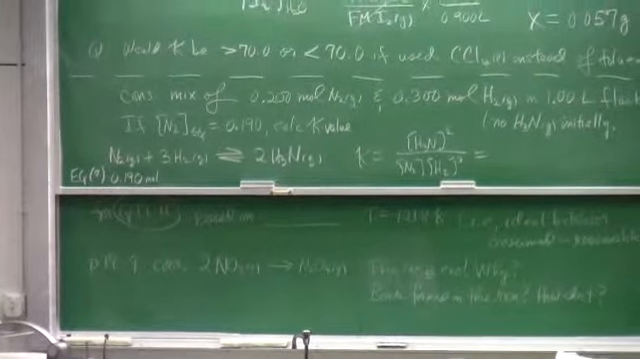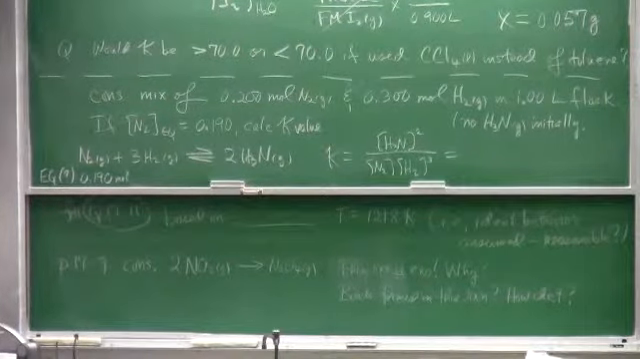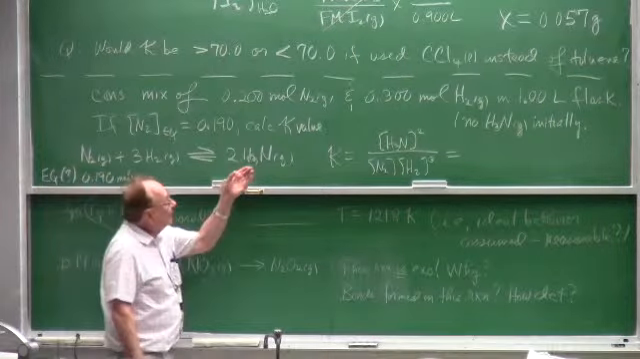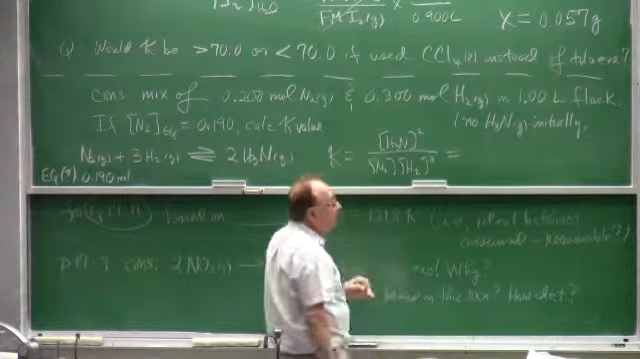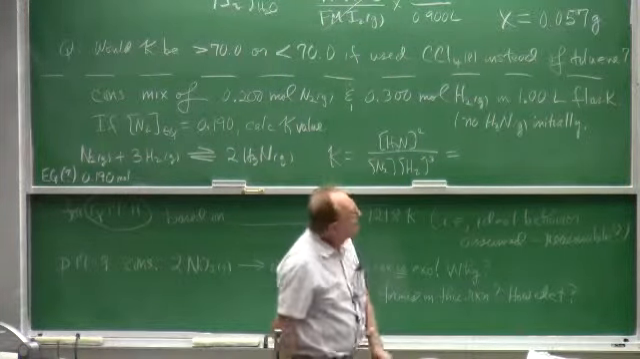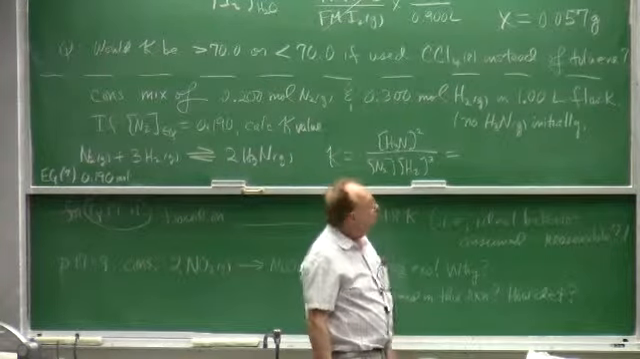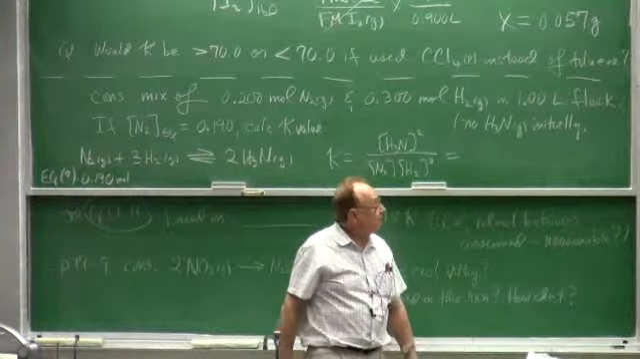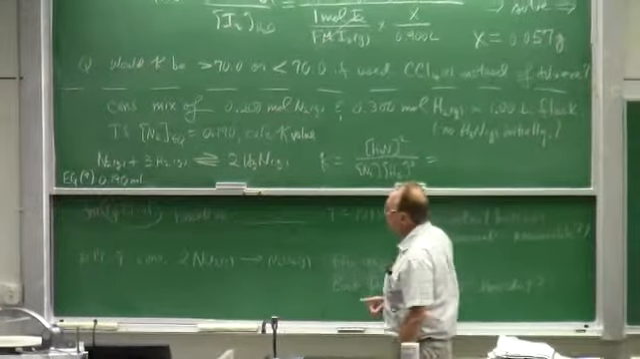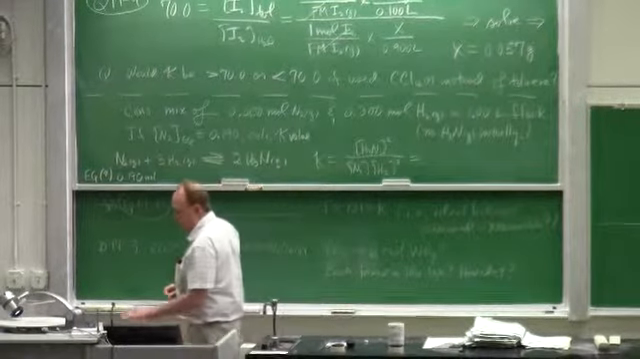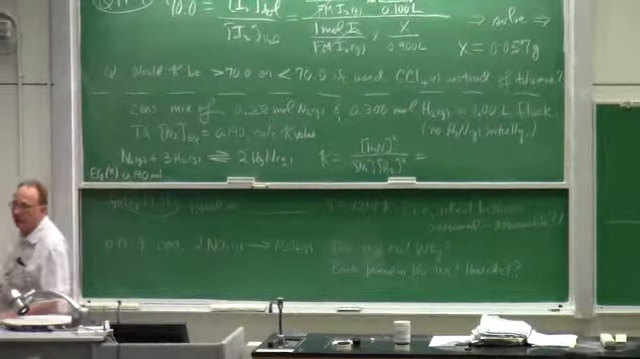We shall imagine making a mixture of 2/100 of a mole of nitrogen, 3 sig figs, with 3/100 of a mole of hydrogen, 3 sig figs, in a 1.00 liter flask, which initially contains no ammonia. And we are instructed to calculate the value for the equilibrium constant.